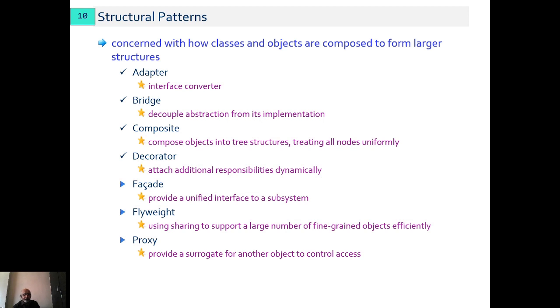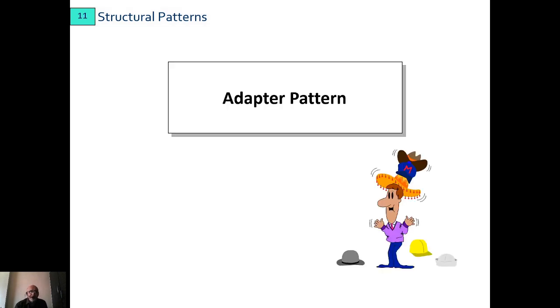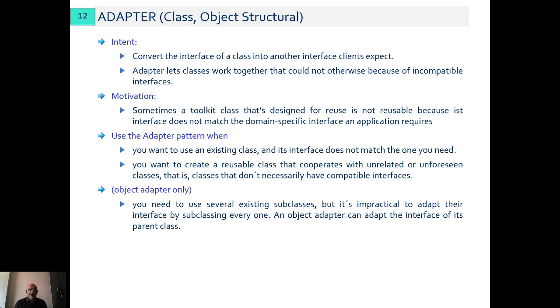Proxies provide a surrogate for another object to control access. Let's move ahead to the adapter pattern. What does it do? There are 7 structural patterns in number. Again, to remember them: A, B, C, D, F square, P. The P stands for proxy, right?